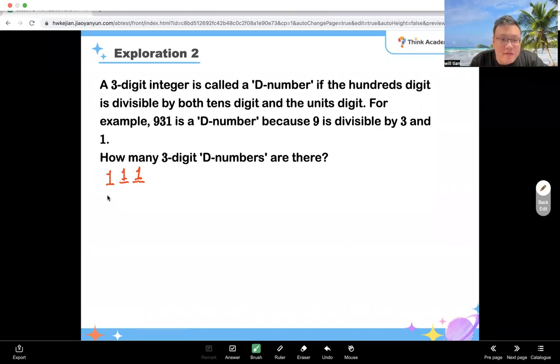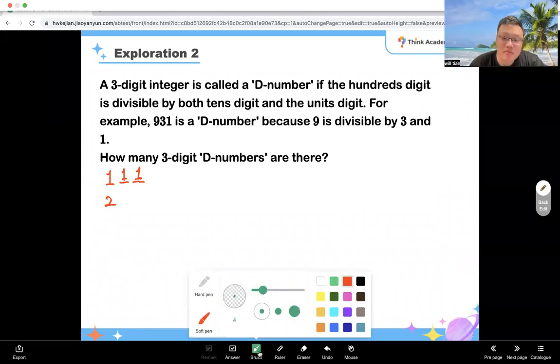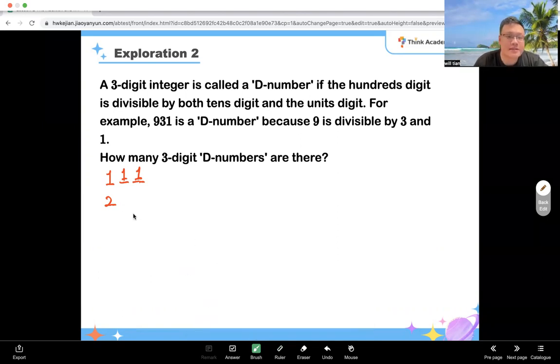Okay, so what if I change the hundreds place into number 2? Then how many numbers are there gonna meet the requirement? Only 2? I think it's gonna be 4, guys. Because for number 2, how many factors do you have? You have 2 factors, right? One factor is 1, another factor is 2.